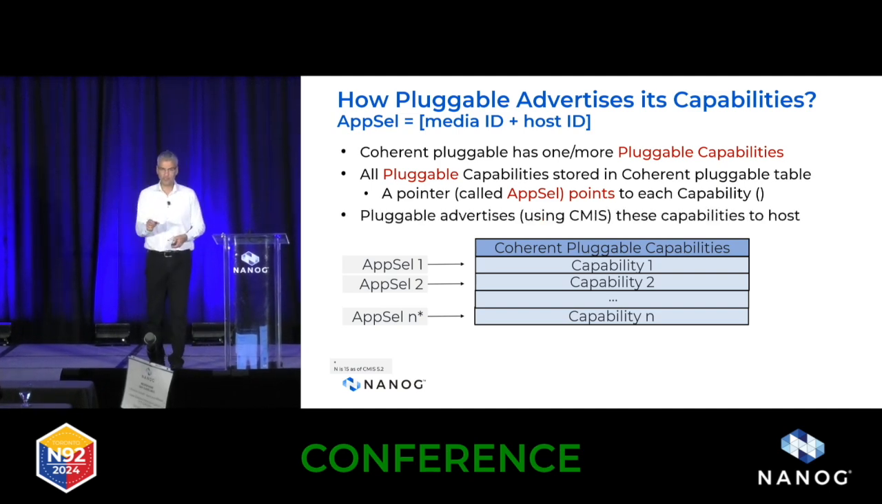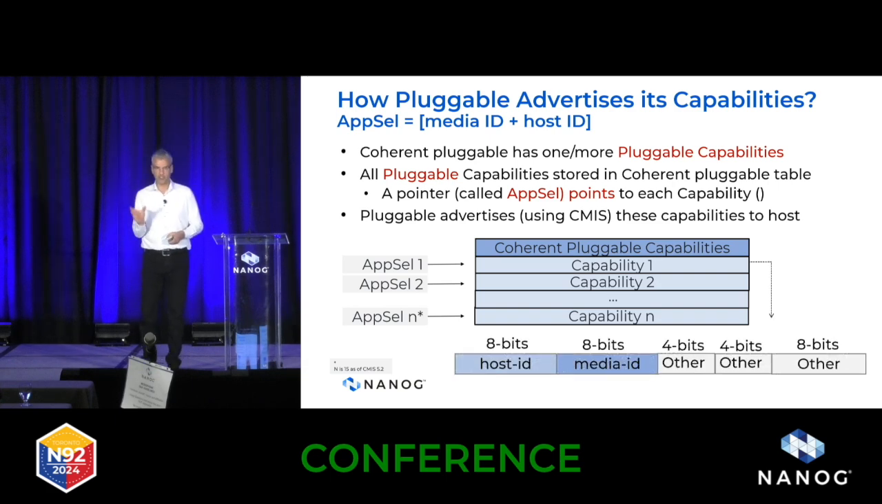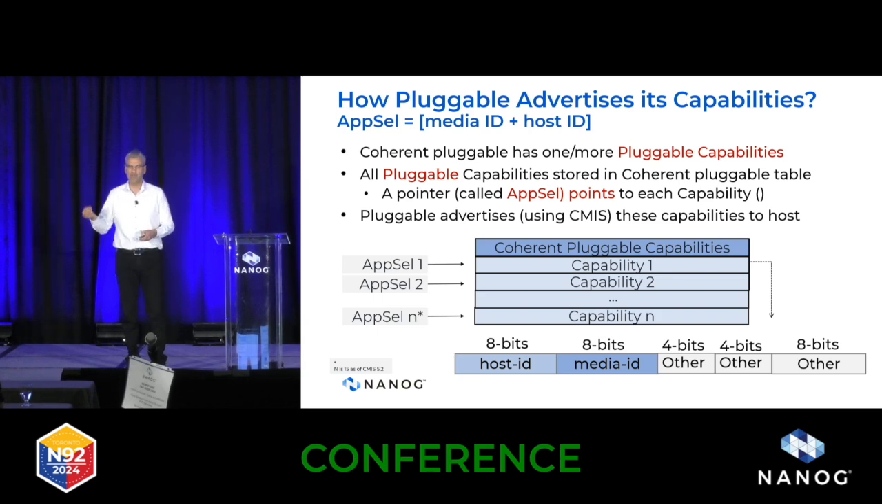And each of these capabilities is a 32-bit number. This is a characteristic, or the semantic of that one. Host ID and media ID are the most important aspects. So in this case, for example, AppSel 1 is pointing to host ID 1, media ID 1. And what the number is characterizing is basically the behavior of the pluggable.